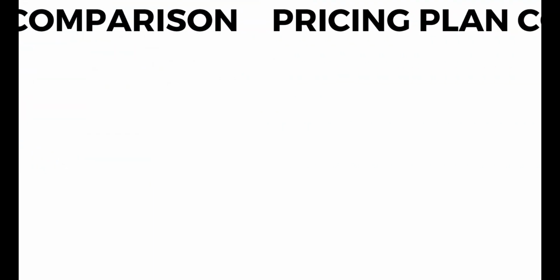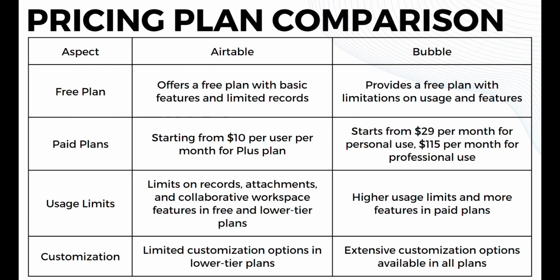Now moving on to the pricing plan comparison of both platforms, as you can see on this table, in terms of free plan, Airtable offers a free plan with basic features and limited records, while Bubble provides a free plan also with limitations on usage and features. Now in terms of paid plans, Airtable starts from $10 per user per month for the Plus plan, while Bubble starts from $29 per month for personal use and $115 per month for professional use.